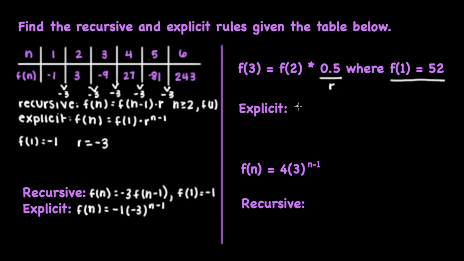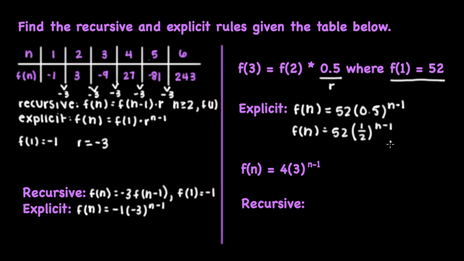So to write our explicit rule, we follow the formula f of n is equal to f of 1, which is 52, times r, 0.5, to the n minus 1 power. We can also write this as f of n is equal to 52 times 1/2 to the n minus 1 power. These are equivalent statements. And for our last problem, we are given the explicit formula and asked to find the recursive rule for a given geometric sequence.